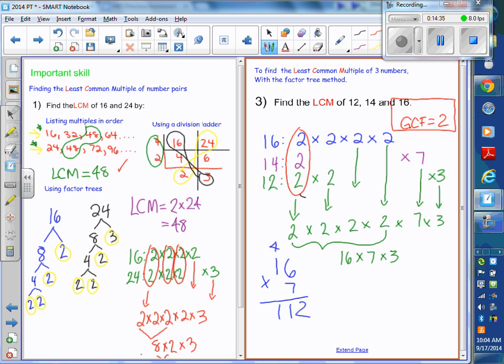Now we're going to take that 112 and multiply it by 3. So 3 times 100 is 300. 3 times 12 is 36. So the least common multiple of 12, 14, and 16 is 336.